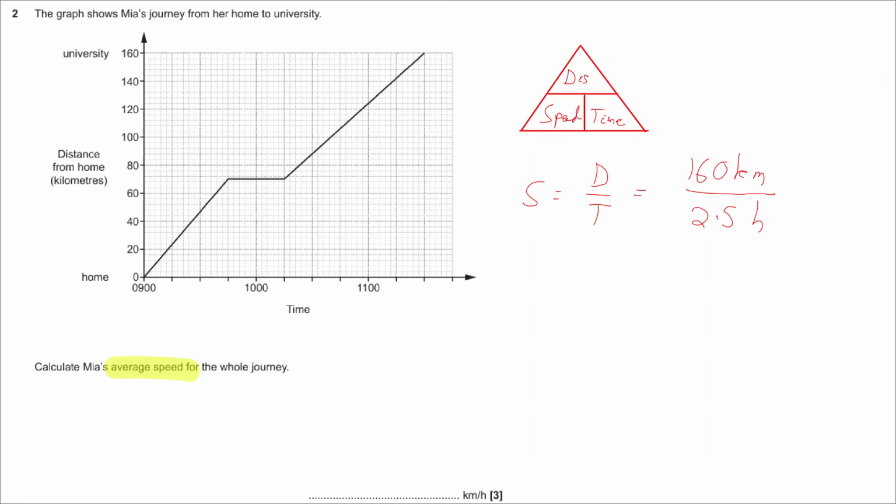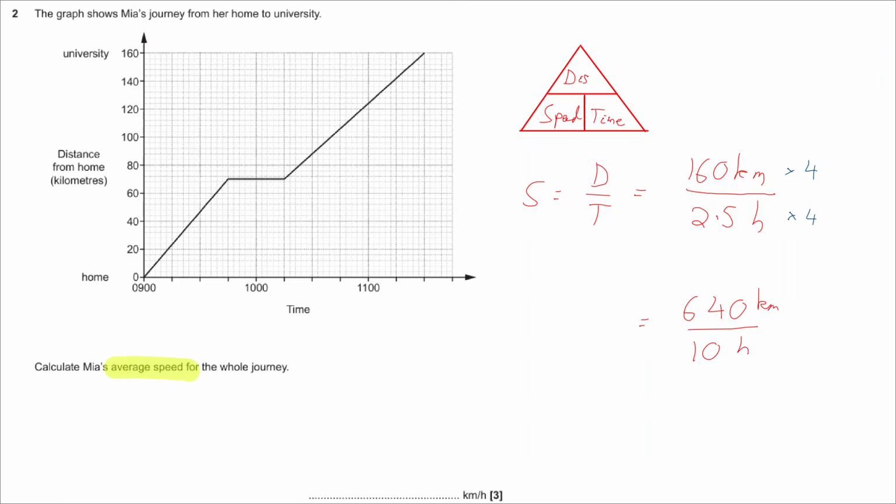Now this is a non-calculator paper, so you've got to do this without using a calculator. So what I would recommend you can do here is I'm going to go and upscale this by timesing the 2.5 by 4 to give me a nice 10. I must do the same thing on the top. So I'm just simply manipulating the fraction. So I'm going to be getting 160 times 4 is going to be 640. So 640 divided by 2.5 times 4 gives me 10. So 640 kilometers divided by 10 hours.